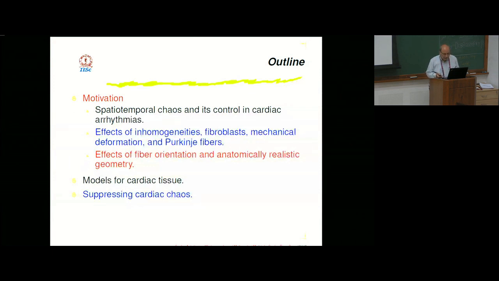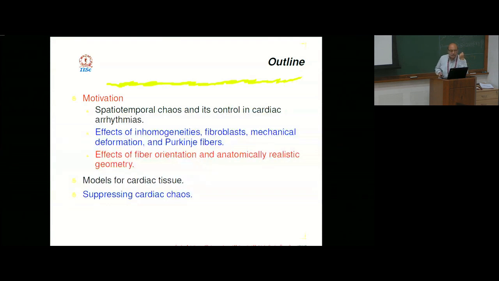So our initial motivation was to study spatiotemporal chaos and its control in arrhythmias. Actually, we were studying some related models in the old days. And then we have looked at problems with more and more details about cardiac tissue. There are words which, if you're like I was a few years ago or a few decades ago, you will not know the meanings of. Fibroblasts, Purkinje fibers, so on.